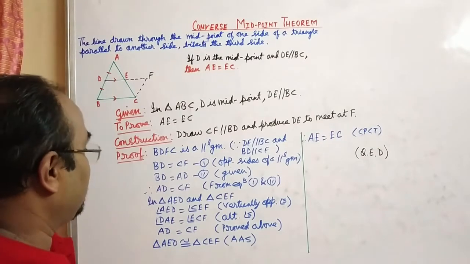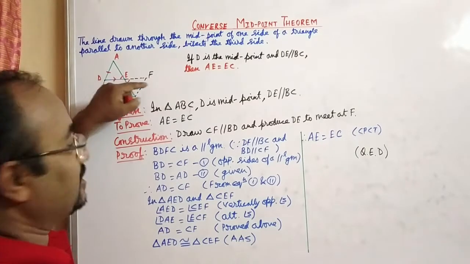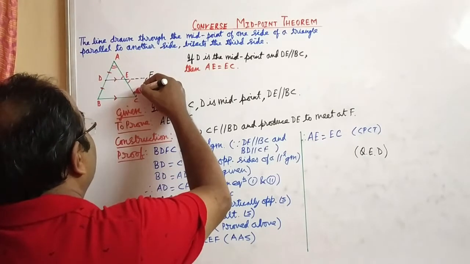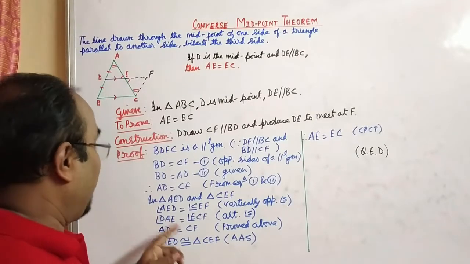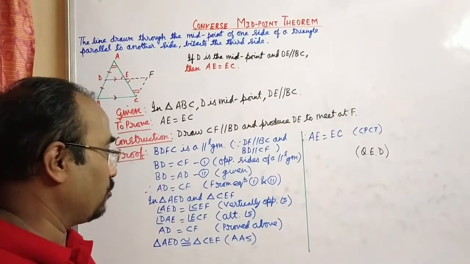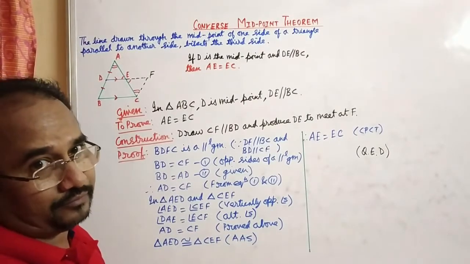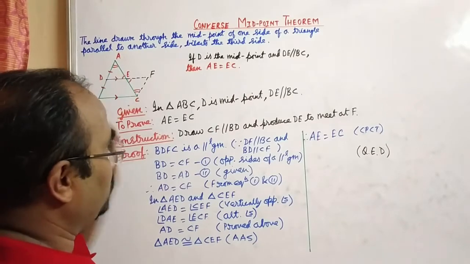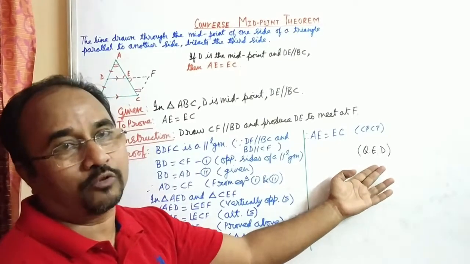First of all, I am getting these two vertically opposite angles as equal, angle AED equals angle CEF. And then I get angle DAE equals angle ECF by alternate angles. And then we had already proved that AD and CF are equal, so I have written the reason as proved above. So we have got the two triangles congruent by the rule angle side. And so once the two triangles are congruent, I will get AE equals EC by CPCT. So the sum has been proved quite easily.